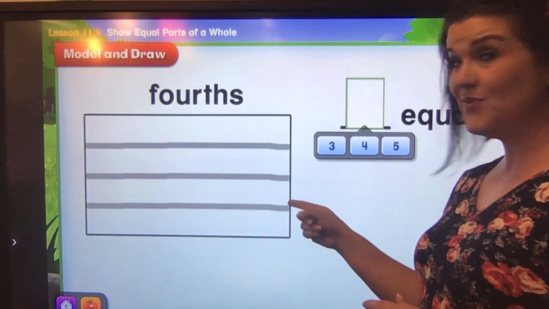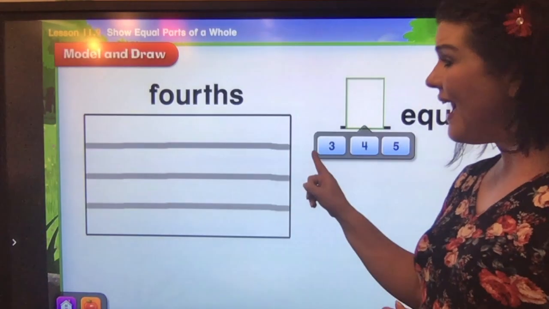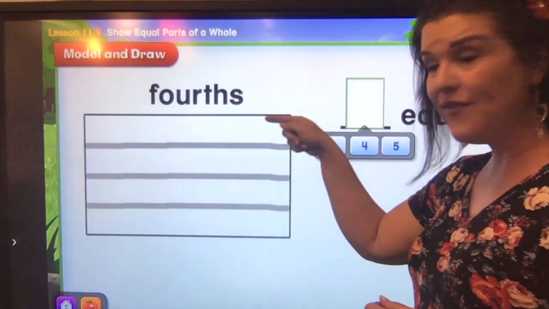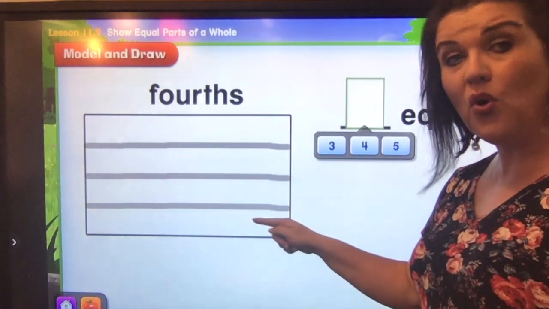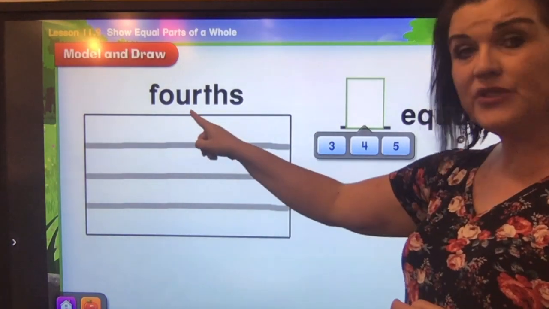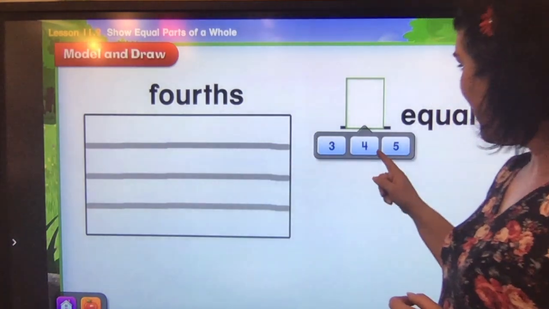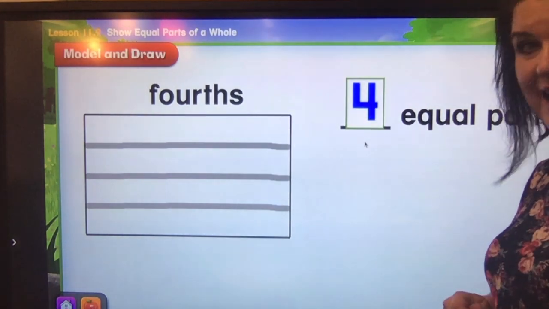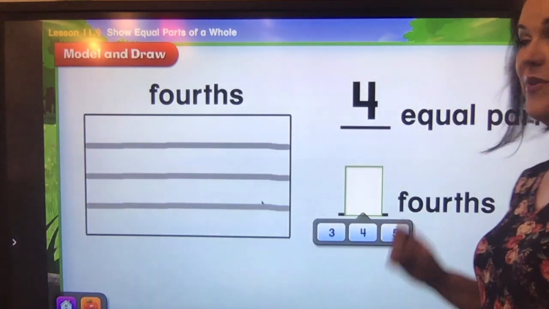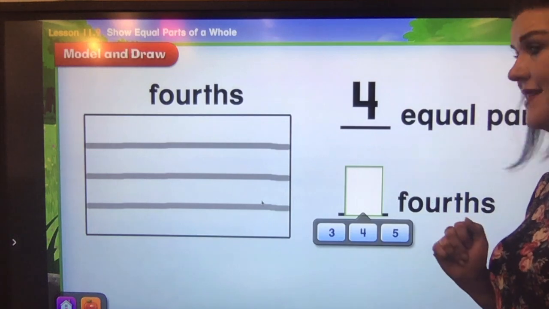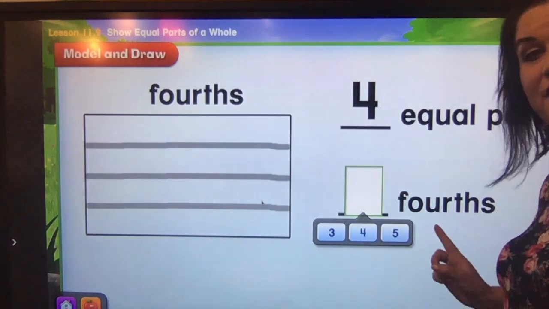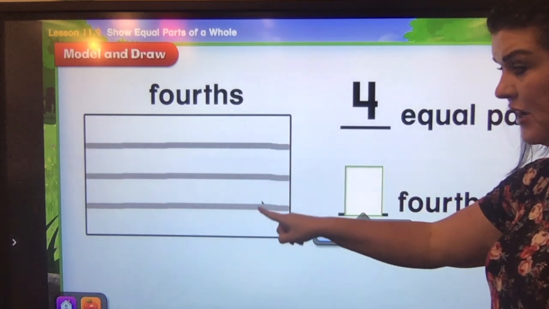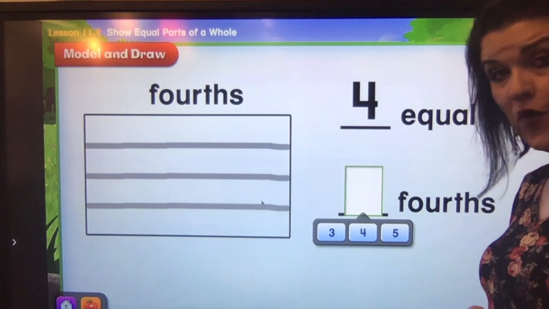I wanted to make this rectangle into fourths, so I had to draw 3 lines in order to have 1, 2, 3, 4 equal parts. When we do this, we are creating fourths. And how many equal parts do we have then? We have 4 equal parts. If we have 4 equal parts to this rectangle, then how many fourths do we have? We have 1, 2, 3, 4. 4 fourths.